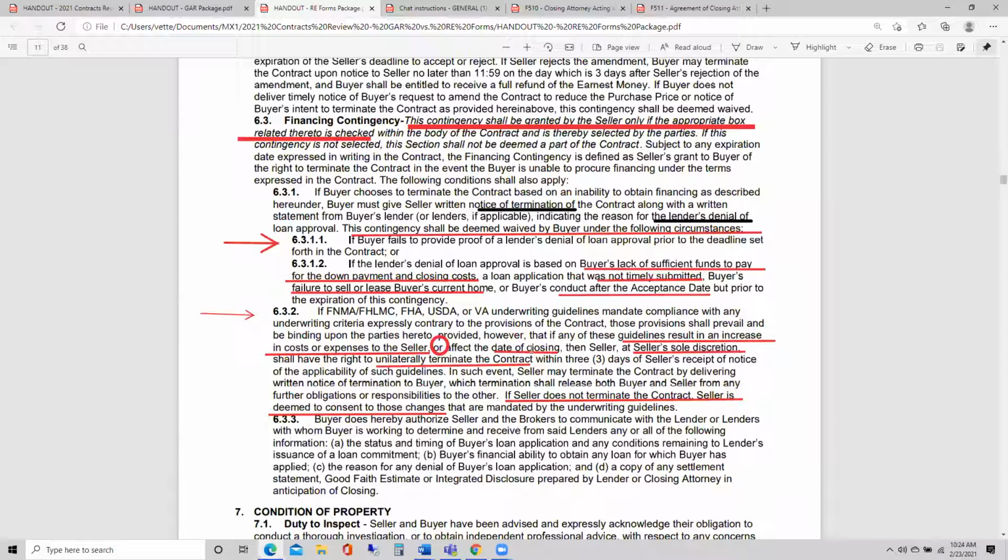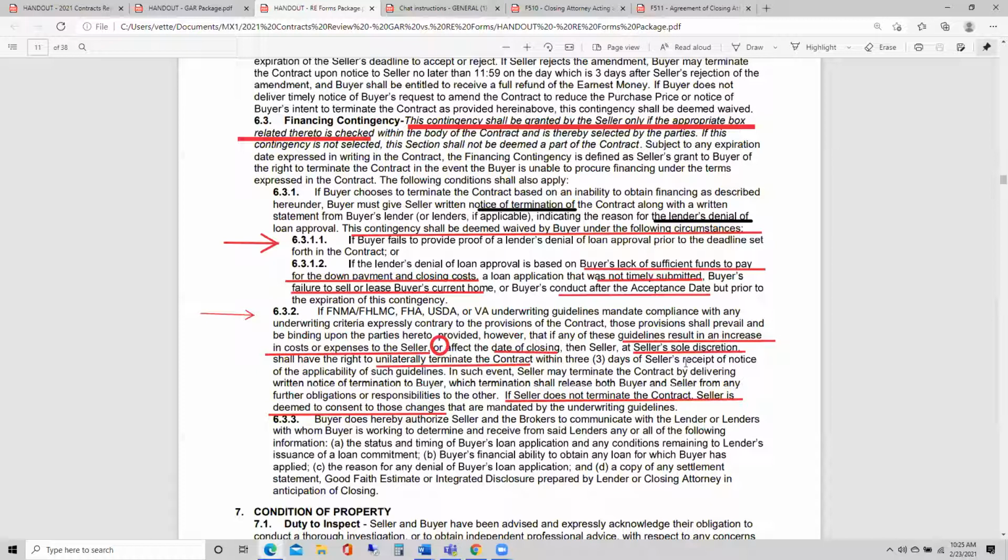We have to close on March 5th. So the buyer first has to send the seller notice, and then the seller, at the seller's sole discretion, can say, nope. The seller has 3 days. Let's say the buyer sends that notice today. The seller has 3 days to say, nope, I'm not waiting till March 5th.